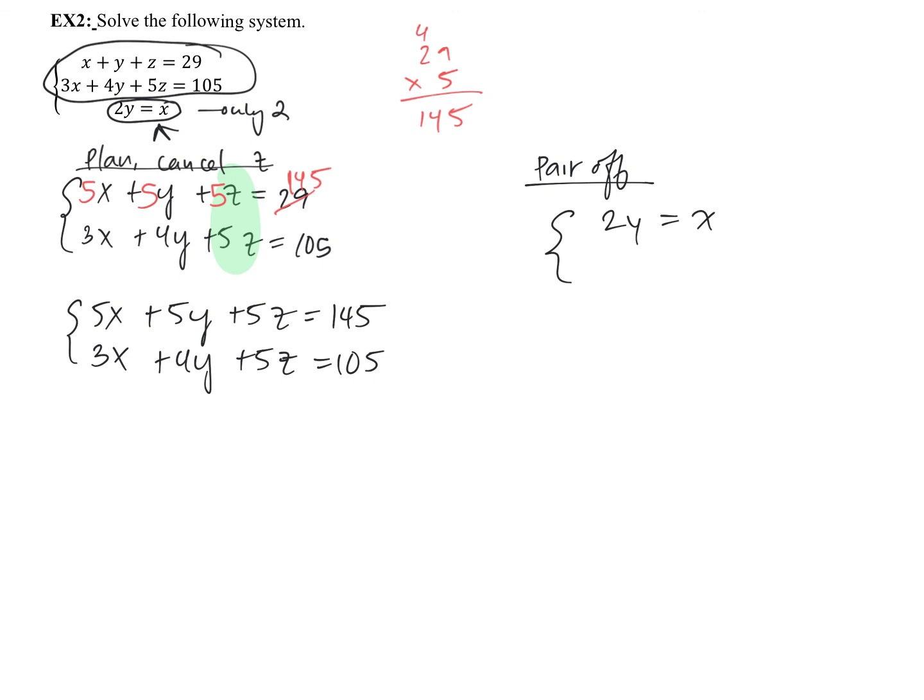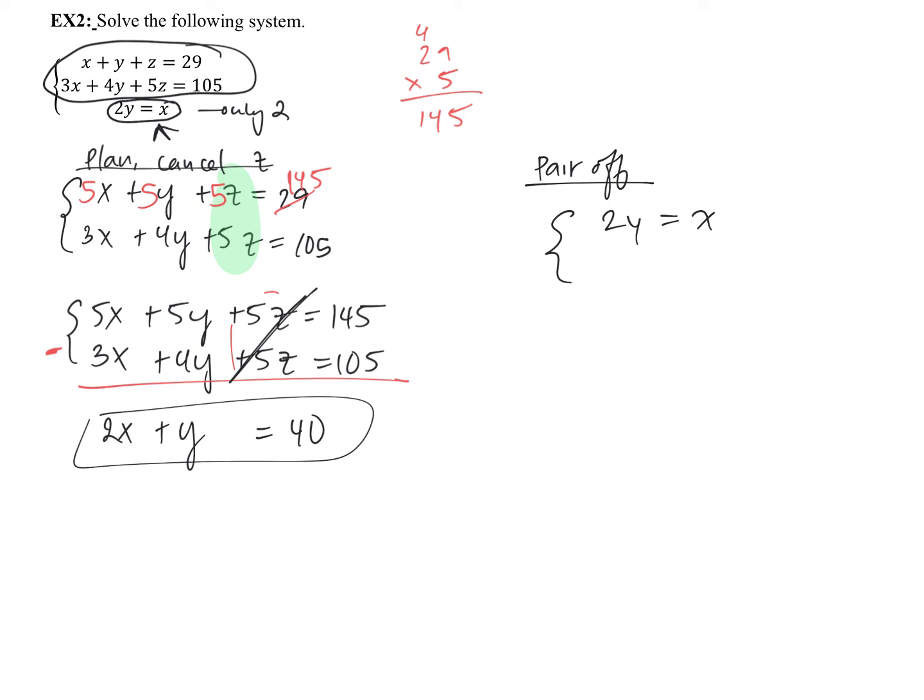Okay, so in order to cancel the z's, since they're both positives, I'm going to go ahead and use a negative. So 5x minus 3x, that's going to be 2x. 5y minus 4y, that'll be positive y. And then the 5z minus 5z, they'll be canceled. And then we have 145 minus 105, so that'll be 40. And now we have our new second equation. We'll go ahead and plug that in right over here. And now we can solve a 2 by 2.